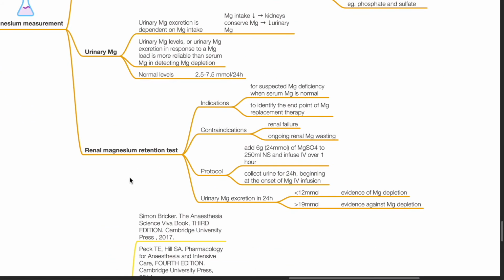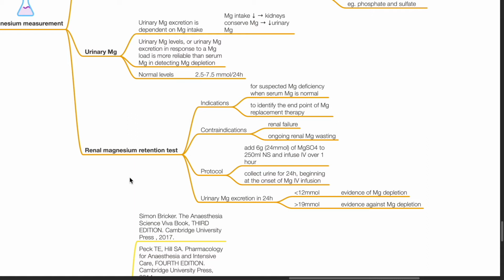Renal magnesium retention test. This is indicated for suspected magnesium deficiency when serum magnesium is normal, or to identify the endpoint of magnesium replacement therapy. It is contraindicated in renal failure or ongoing renal magnesium wasting.